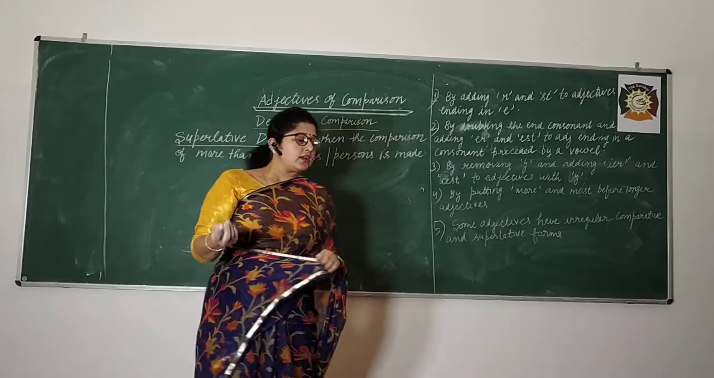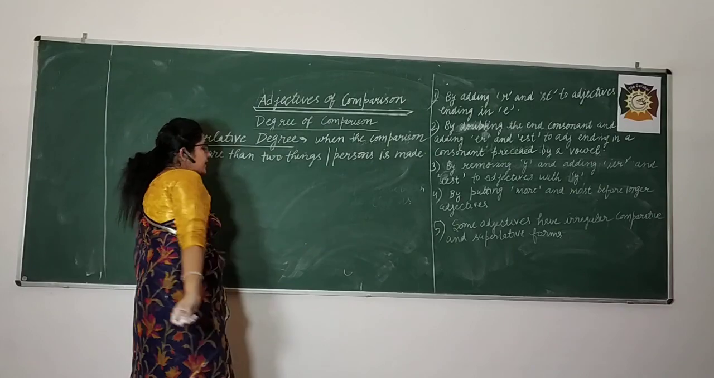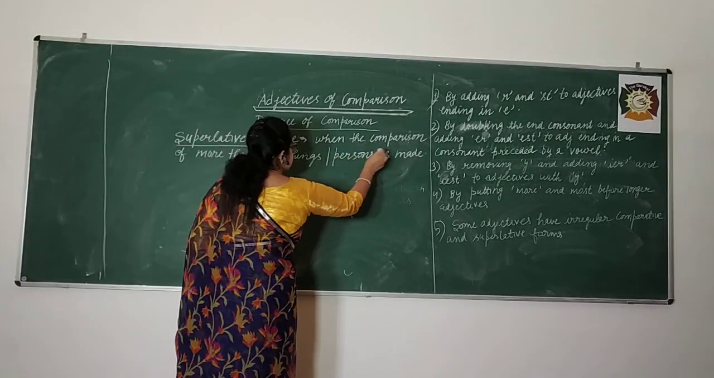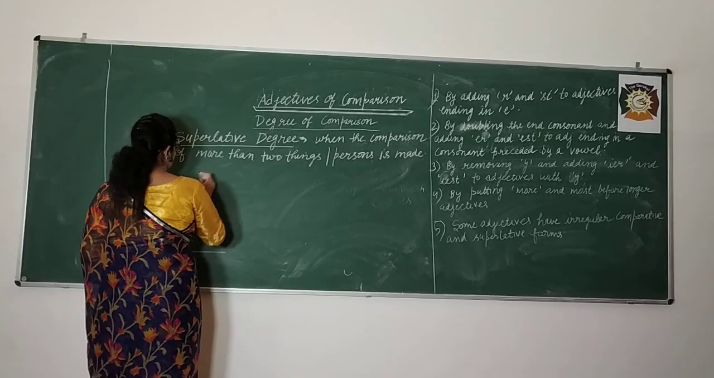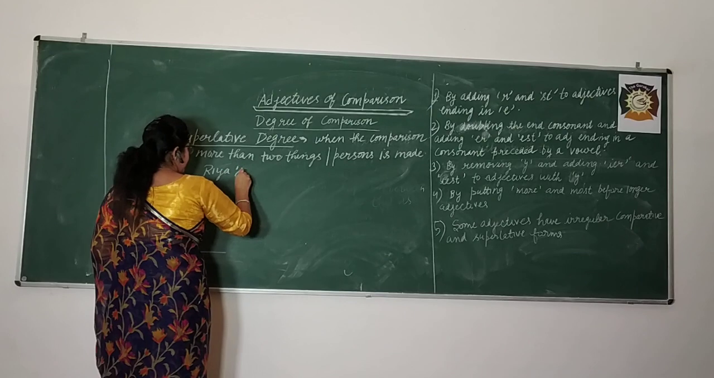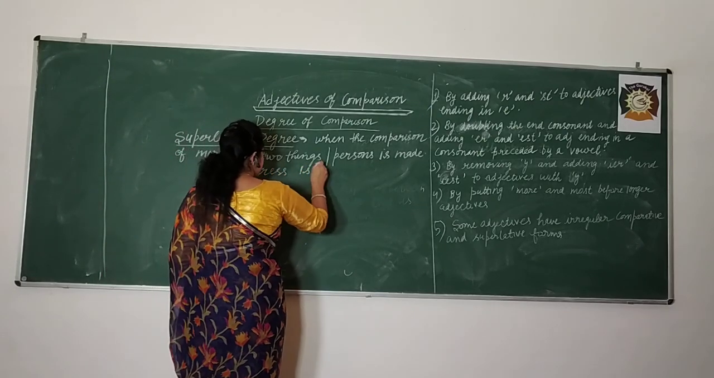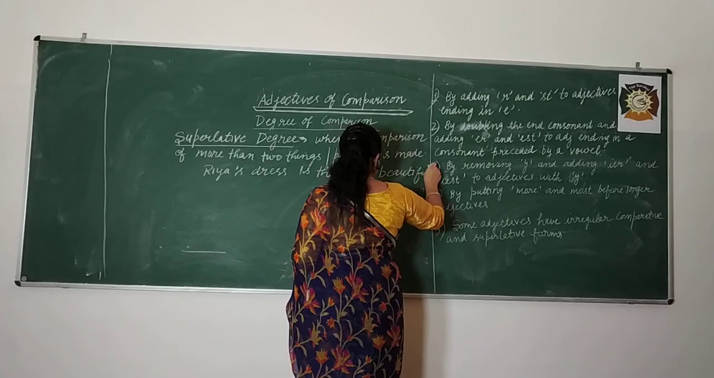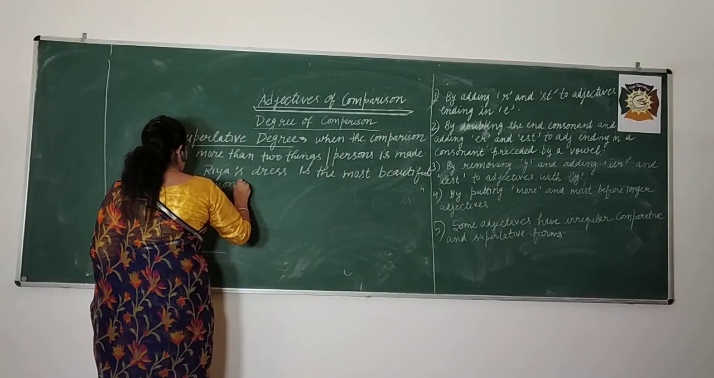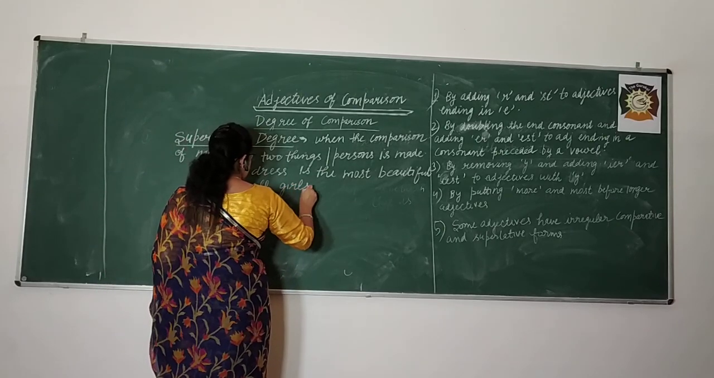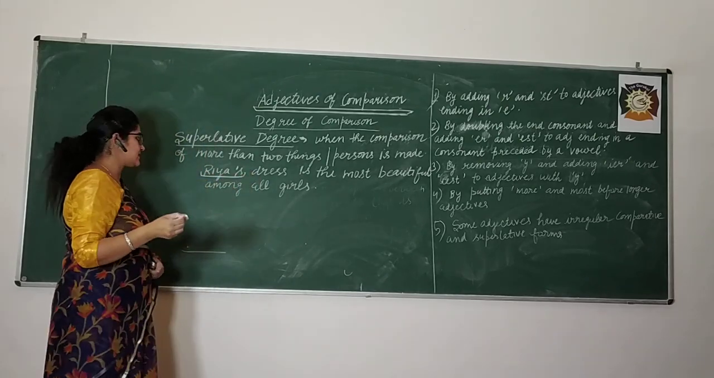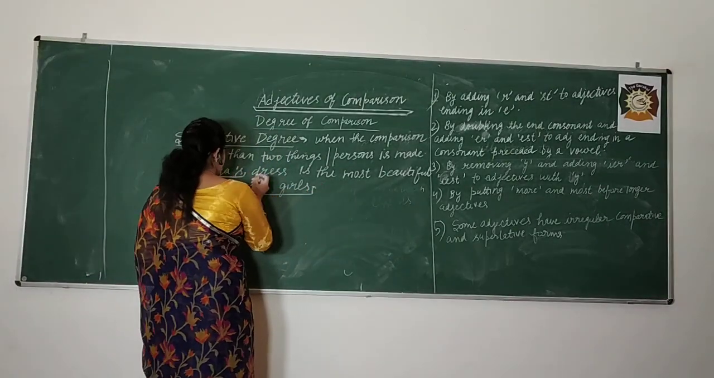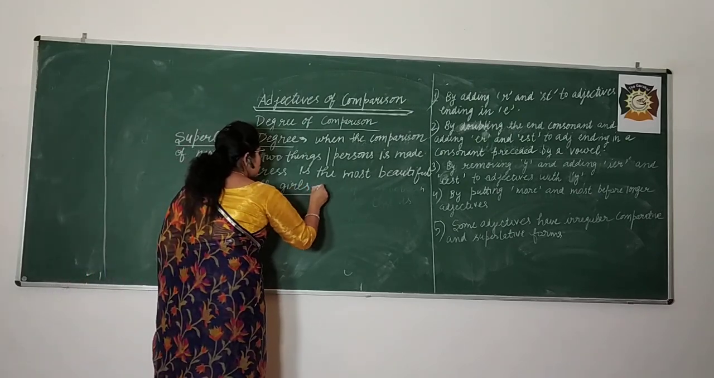In comparative degree, comparison of two persons or things is made, and in superlative degree, comparison of more than two things or persons is made. Suppose Riya's dress is the most beautiful among all girls. So, here in this sentence, the comparison of Riya's dress is made with all girls. So, here is the comparison of Riya's dress and other girls. So, it is called superlative degree.